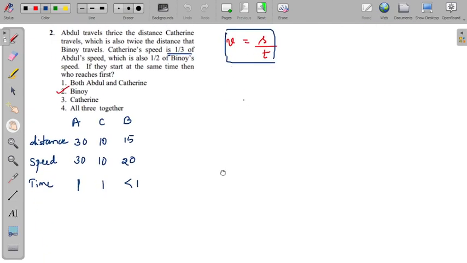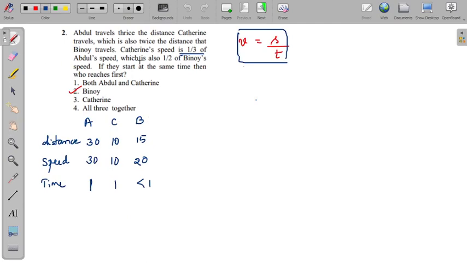It says that Abdul travels thrice the distance Catherine travels, which is also twice the distance that Benoit travels. I can use the formula speed equals distance by time, but I can avoid the usual process of solving by just taking some particular values. So Abdul travels thrice the distance Catherine travels. I am taking the distance which Catherine travels as 10 units. 3 times Catherine's distance is 30, which is also twice the distance that Benoit travels. That is, Benoit's distance should be 30 by 2, which gives you 15.